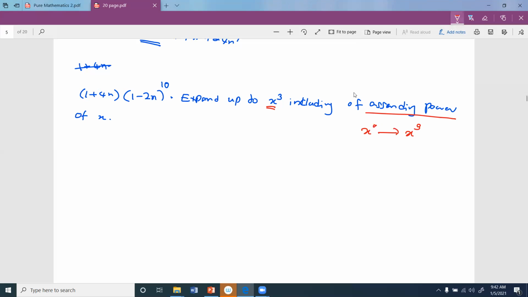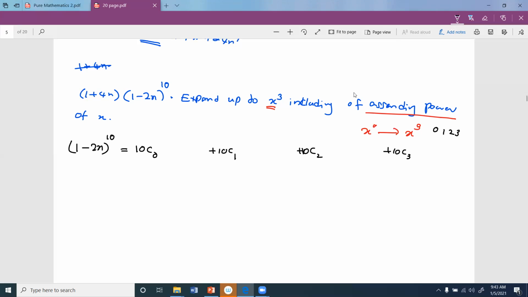Initially, I'll just take this 1 minus 2x to the power 10 expansion. So it's just like this. You can say this is 10c0. Then you come up to x to the power 3. So how many terms are there? 0, 1, 2, 3. So there should be 4 terms. So you write 10c0, 10c1, 10c2, and 10c3. So like that, you have to do it.